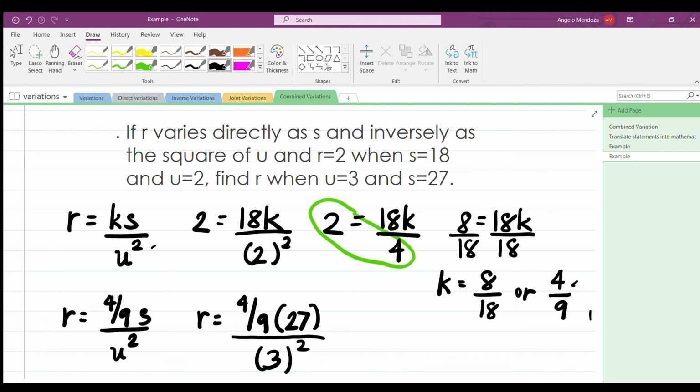So that ends the types of variation. We started from direct, inverse, and then ended up with joint and combined variation.